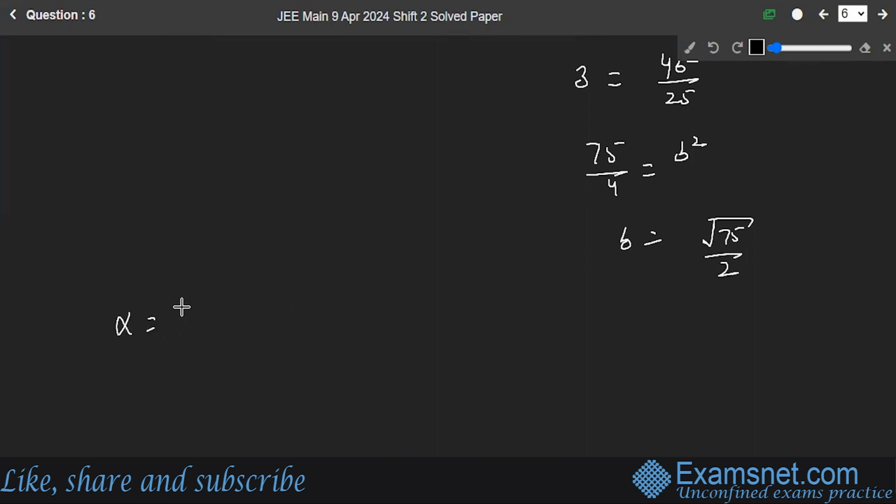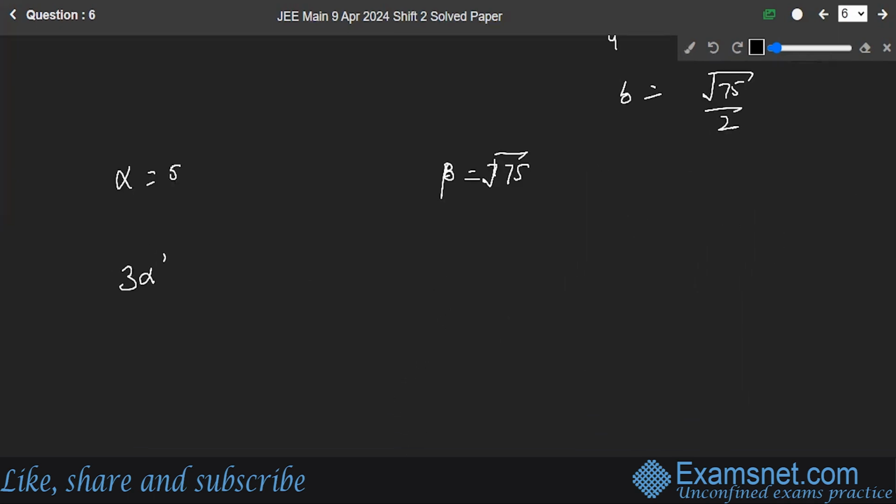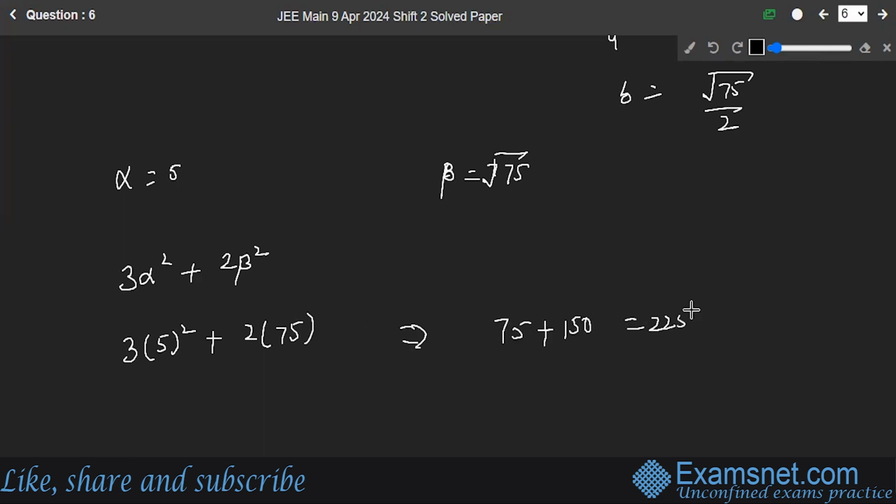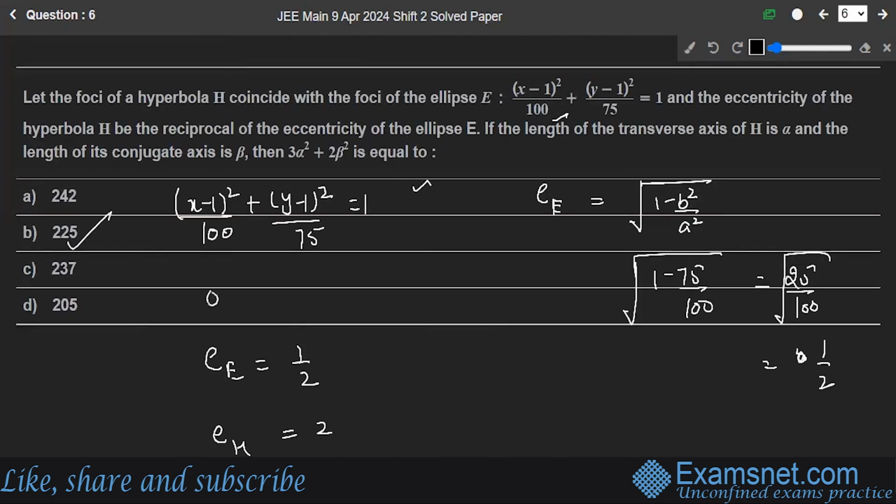So you got your alpha. Alpha was the transverse axis of your hyperbola, and that is equal to 5, and beta is root of 75. That means you find 3 alpha square plus 2 beta square, so 3 into 5 squared plus 2 into 75, that's 75 and 150, that's 225. This is the answer to the question, 225. B option is the right answer. Hope you understood that. Let's move to the next question.